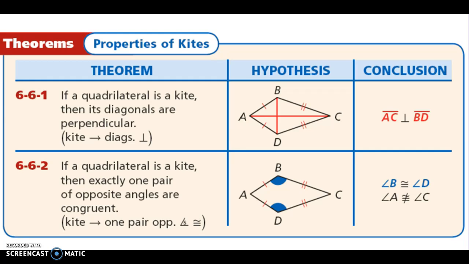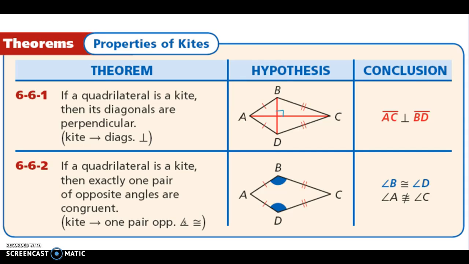So it has perpendicular diagonals. On your table, go ahead and draw in the little perpendicular right angle sign. What other quadrilateral has perpendicular diagonals? Square. Square and a rhombus.